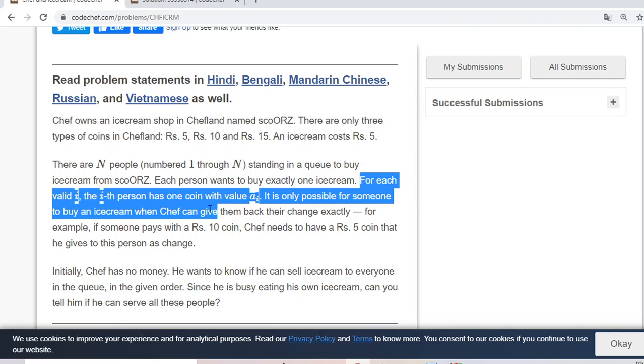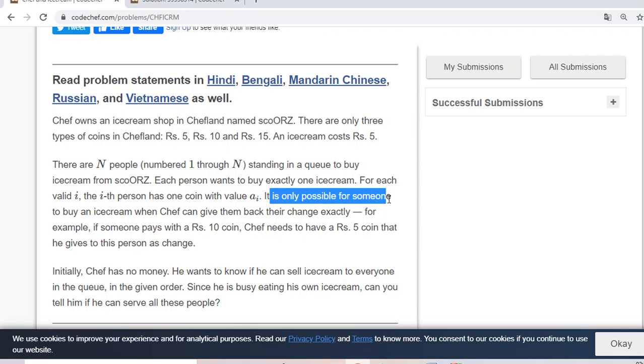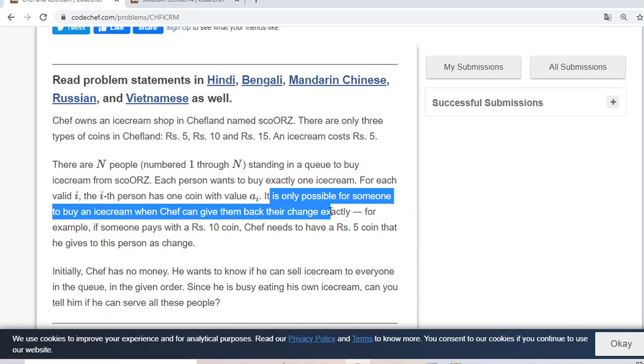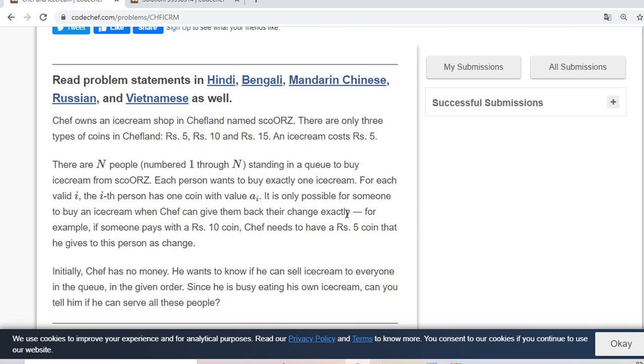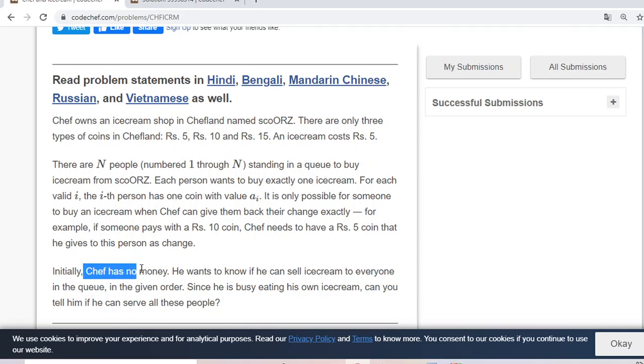For each valid i, the i-th person has one coin with value A_i. It is only possible for someone to buy an ice cream when Chef can give them back their change exactly. As an example, if someone pays rupees 10, then Chef needs to have a rupees 5 coin that he gives to the person as change. Initially, Chef has no money, so he wants to know: can he sell ice cream to everyone?